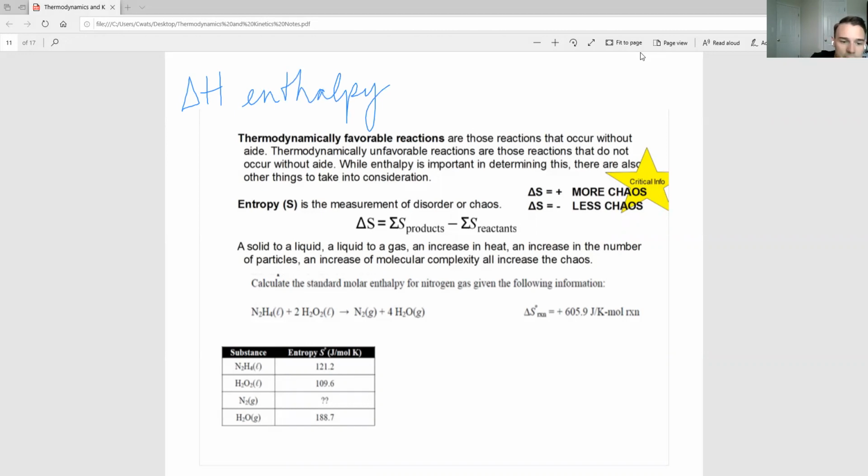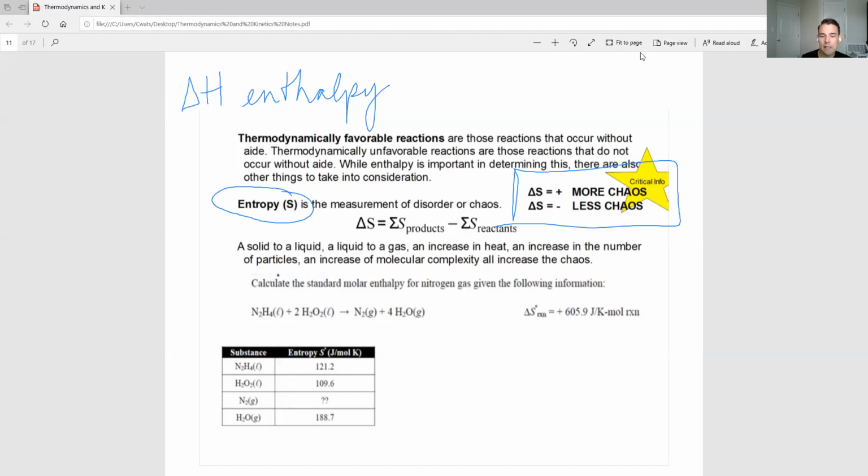But another thing that goes into it is something called entropy, which we have a capital S there. It's the amount of chaos or disorder. Very important, just like enthalpy with our signs, our delta S's with our signs are important. When delta S is positive, it becomes more chaotic. Delta S is negative, it becomes less chaotic. The universe tends to become more chaotic just in general, so things are almost always a positive delta S.